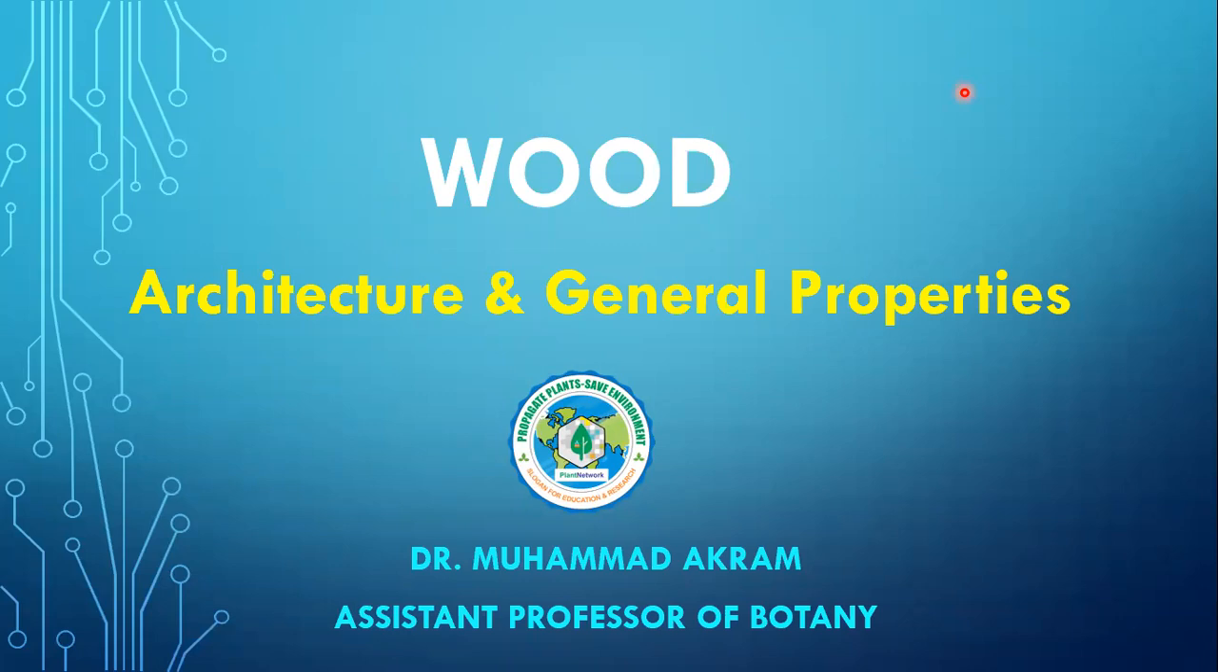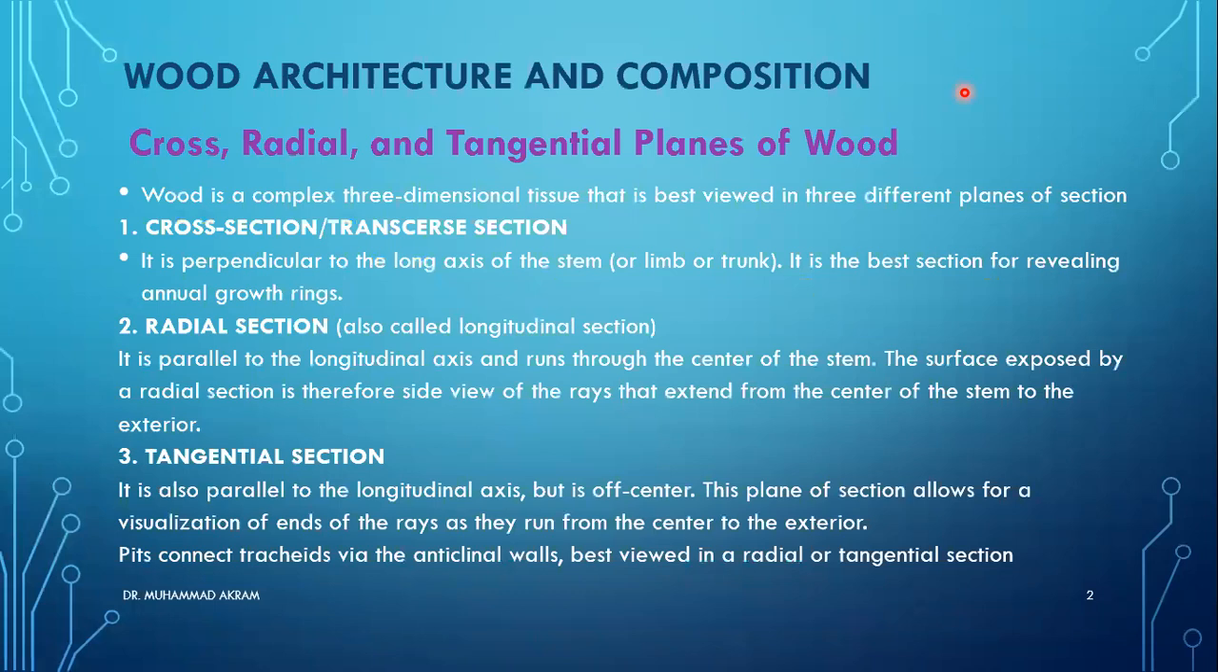Wood architecture and general properties. Cross, radial and tangential planes of the wood. Wood is a complex three-dimensional tissue that is best viewed in three different planes of sections.